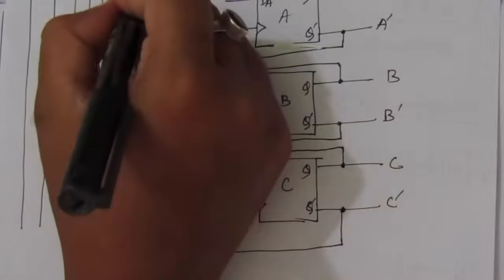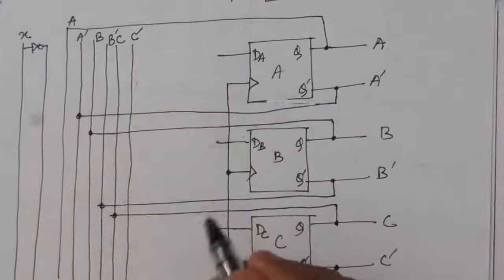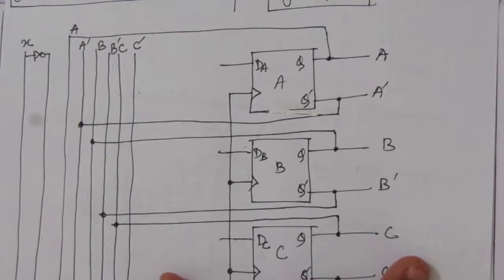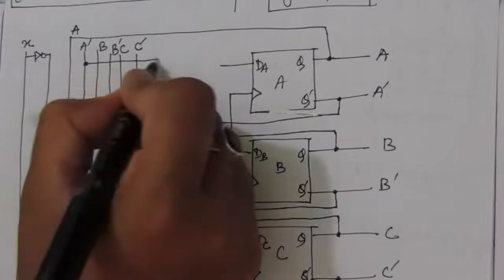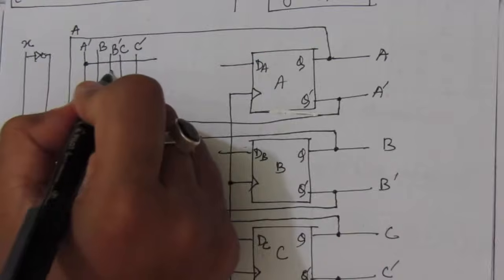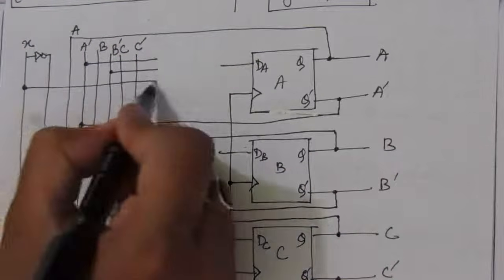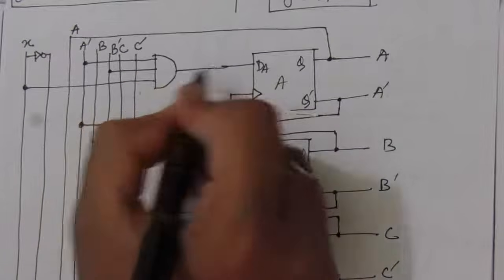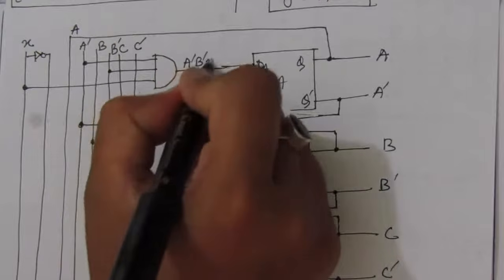So this is C complement. So this last line is C complement. Now we will find out the expressions. So dA is A bar B bar X. So take a line from A bar, take a line from B bar, and take a line from X. Multiply them. We'll have here an AND gate, and here we'll have the output A bar B bar X.